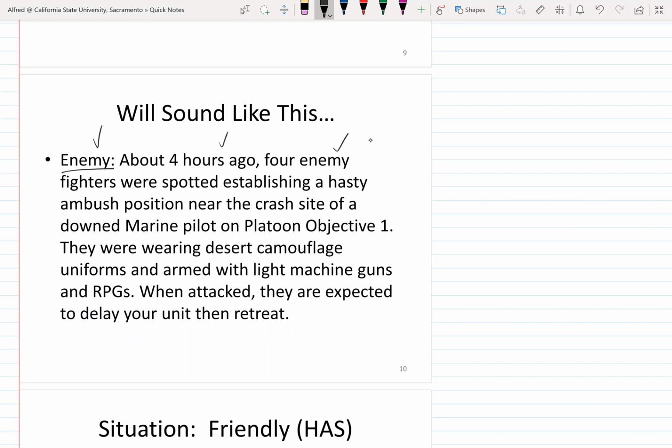About 4 hours ago, 4 enemy fighters were spotted establishing a hasty ambush position near the crash site of a downed Marine pilot at Platoon Objective 1. They are wearing desert camouflage uniforms and armed with light machine guns and RPGs. When attacked, they are expected to delay your unit and then retreat.